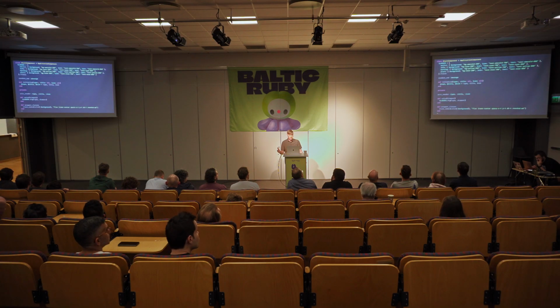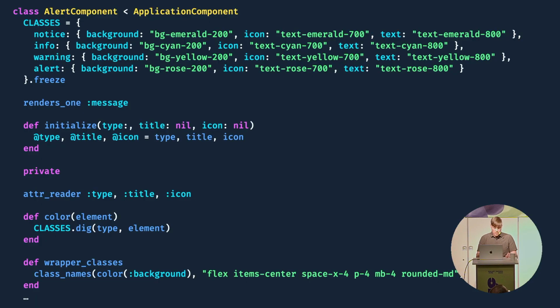And here's the Ruby class for that alert component, or most of it. You'll see I'll sometimes use ellipses here to cut out certain parts. Looking at this, you can see the initialize takes a type and then optional title and icon. You'll notice that it renders one message. This is a slot in ViewComponent. You can think of slots as a way to name and render multiple blocks in a component. The class constant enforces the color styling for each alert type.